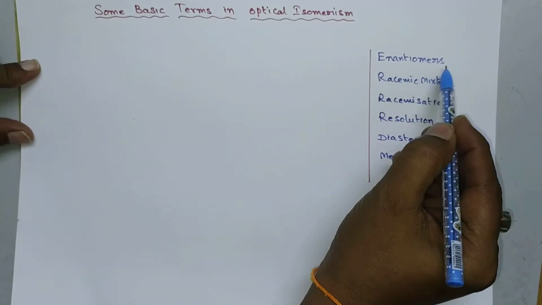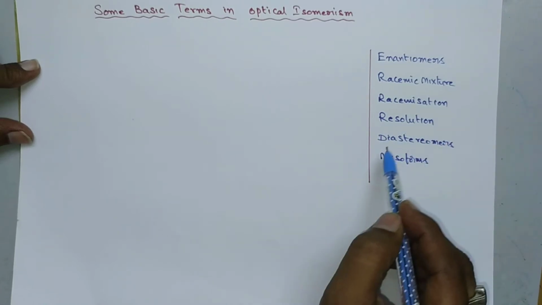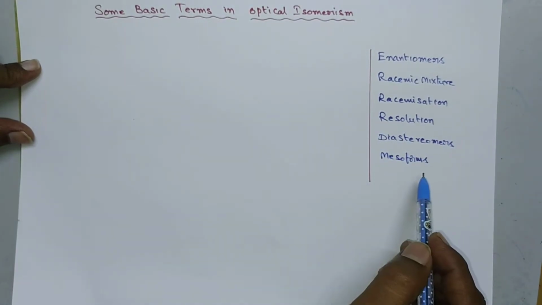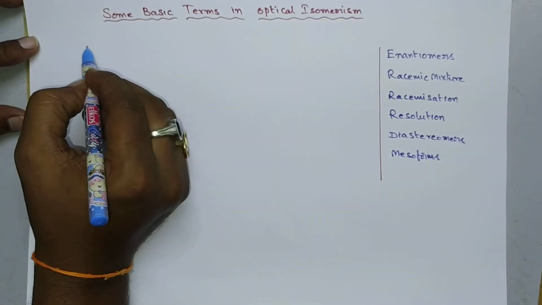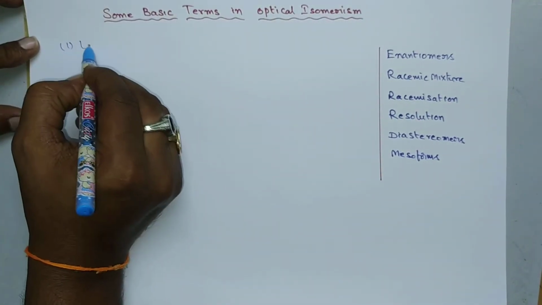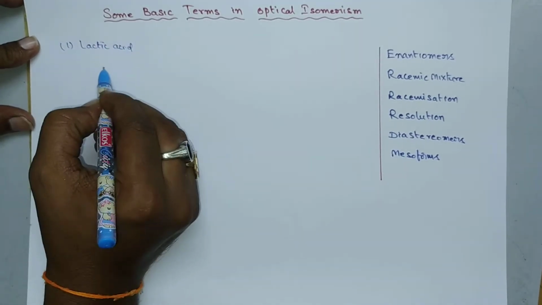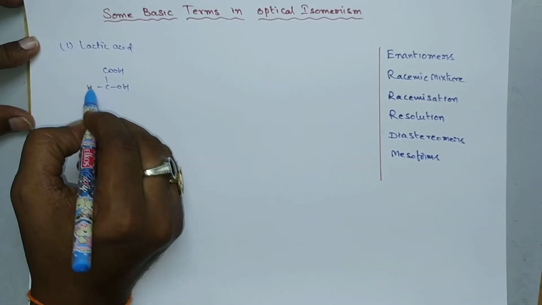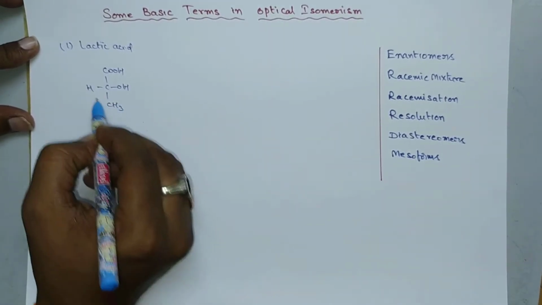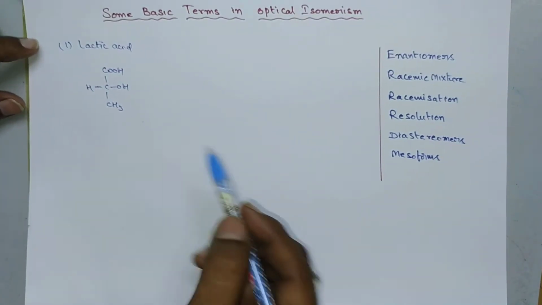So what are enantiomers, racemic mixtures, racemization, resolution, diastereomers and meso forms? Now let us take an example of lactic acid. The molecular formula of lactic acid is like this. Here is the structure of lactic acid. You know very well this lactic acid is present in milk.